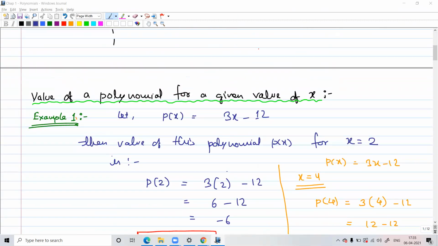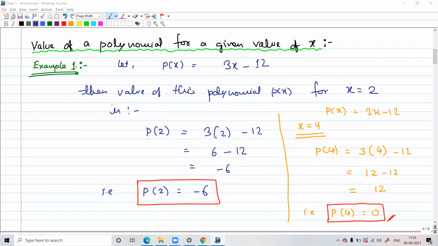Then I wrote this for you, value of a polynomial for a given value of x. So if there is any polynomial p of x, like 3x minus 12, for example, then you can find the value of this polynomial for any value of x, right? So for example, in this case, I have taken x is equal to 2. As you can see here, I have taken x is equal to 2. So the value of this polynomial at x is equal to 2 is represented like p of 2. This is how you read it, p of 2. And then you find it to be minus 6. P of 2 is minus 6.